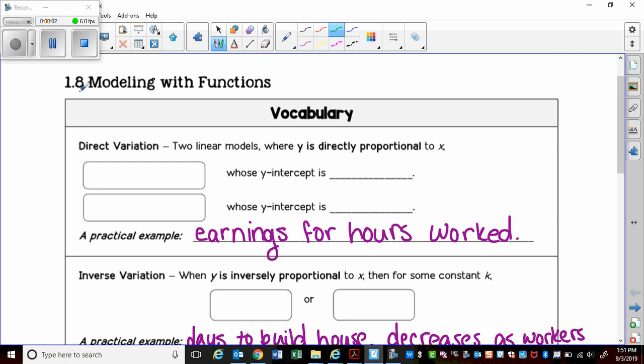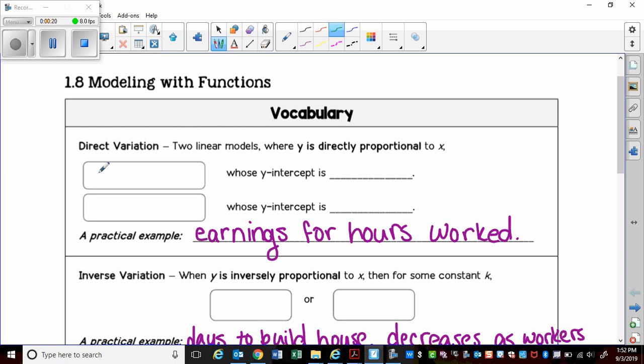Good morning. This is Unit 1, Day 8. This is modeling with functions. First, we're going to talk about direct variation, and then we'll go to inverse variation. Two linear models where y is directly proportionate to x.